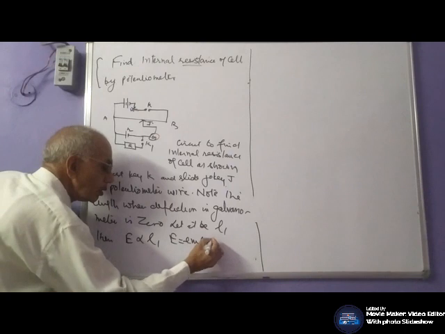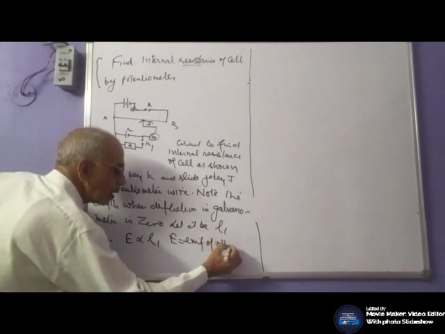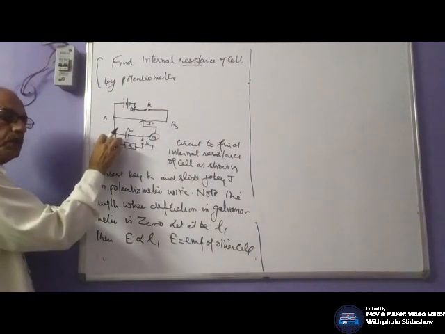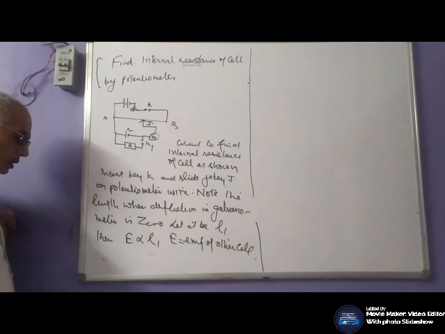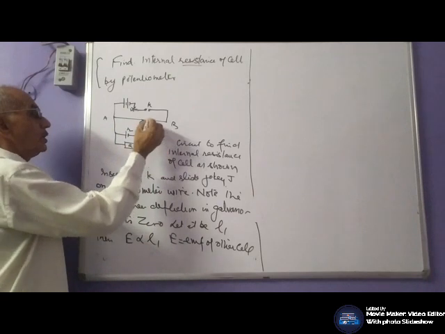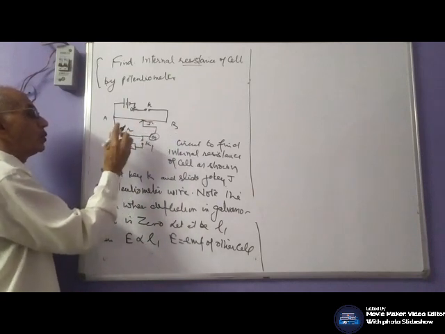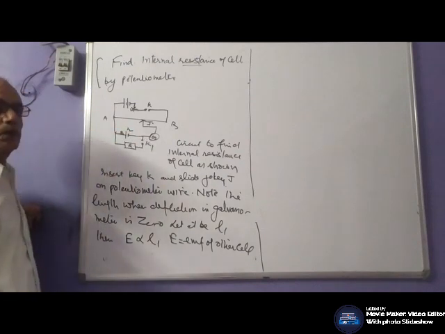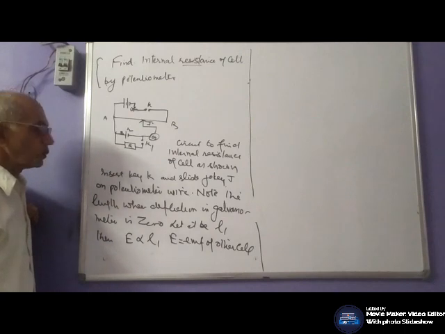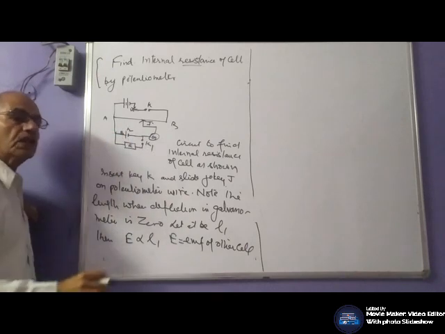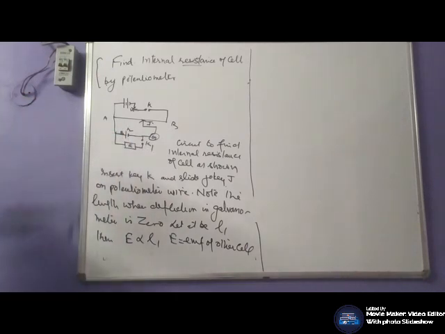EMF of other cell. This is driver cell. This is EMF of other cell. Yes, simply cell. Why? There is no current drawn from this cell. So, this is EMF. No current is drawn. Once this key is inserted, current will start being drawn. Then it will be V, then it will be terminal voltage. Why do we need it? There will be some formula in which we will put it.